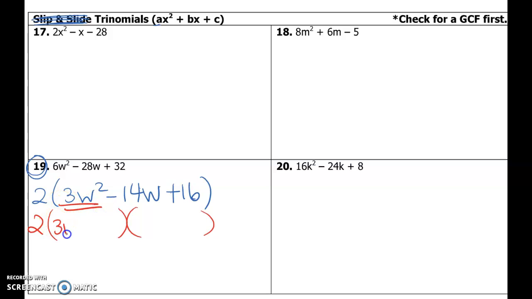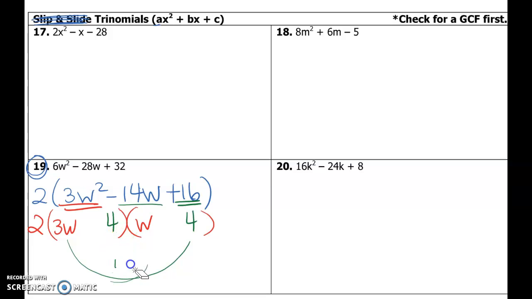What multiplies to 3w squared is 3w and w. What multiplies to 16, we can try 4 and 4. I could also try 2 and 8. I could also try 1 and 16. I'm just going to start with 4 and 4 and see where that gets me. So 4w and 12w. Will 4 and 12 give me 14? No. So I need to try something else.